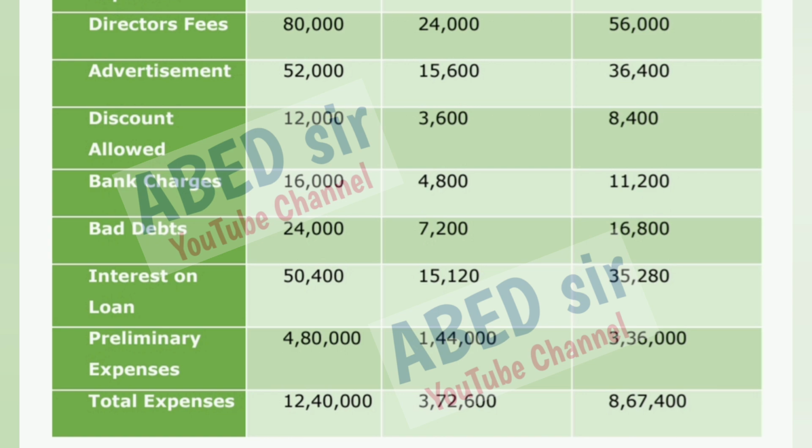15,120, 35,280. Preliminary expenses 4 lakhs 80,000, 1 lakh 44,000, 3 lakhs 36,000. Total expenses 12 lakhs 40,000, 3 lakhs 72,600, 8 lakhs 67,400.